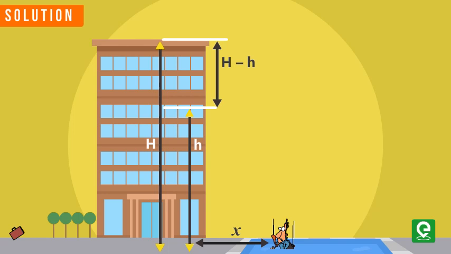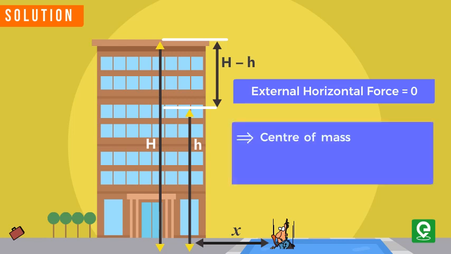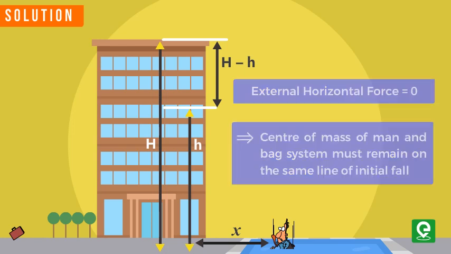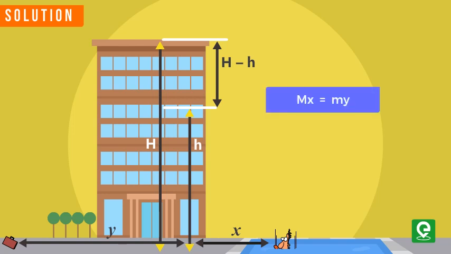Moving on to the second part. If the man was just able to avoid the hard ground, then he must have traveled the distance x in the horizontal direction. And since there is no external horizontal force on the man and bag system, the center of mass of the man and bag must remain on the same line of initial fall. Let's say the bag travels a horizontal distance y, then we can write that capital M into x must be equal to small m into y, or y equal to capital M into x divided by small m. This is the answer to the second part of the question.